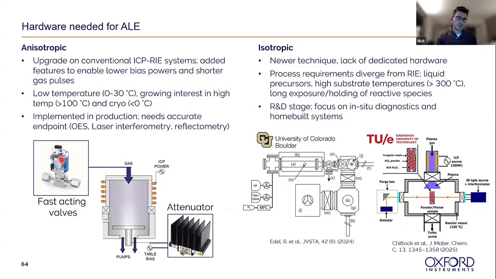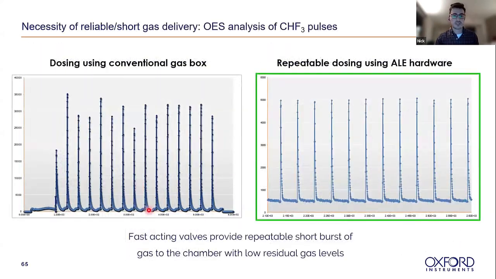I'll talk a little bit about the necessity. So I mentioned the fast-acting valves and the attenuator, and I'll mention a little bit of why we need this. So here we're looking at OES analysis of a CHF3 pulse. With ALE, we're typically using very short pulses. And if you use a conventional gas box, tracking the plasma species by the OES, we see that we actually get quite a variable dose, but we use very short 20 millisecond, 40 millisecond dose times sometimes.